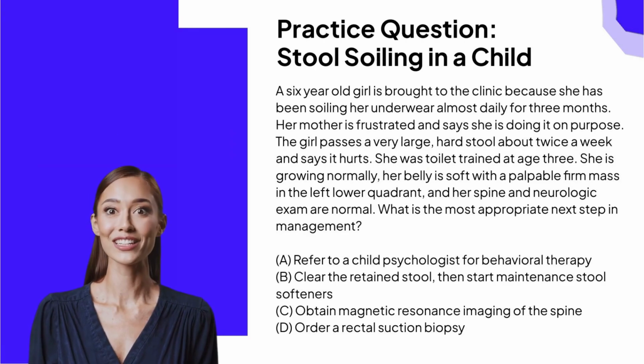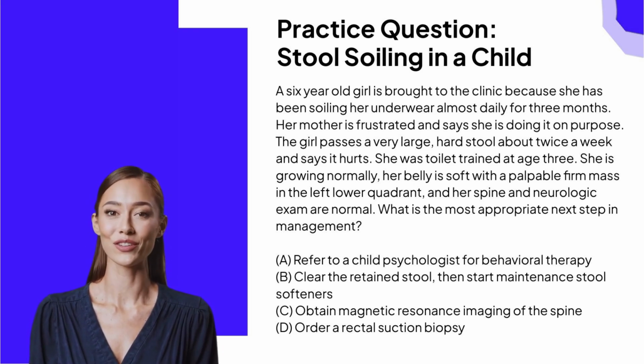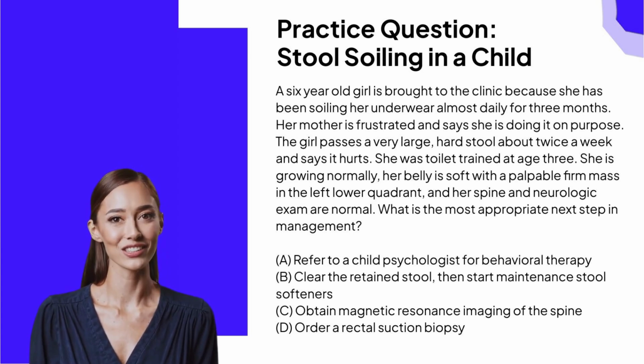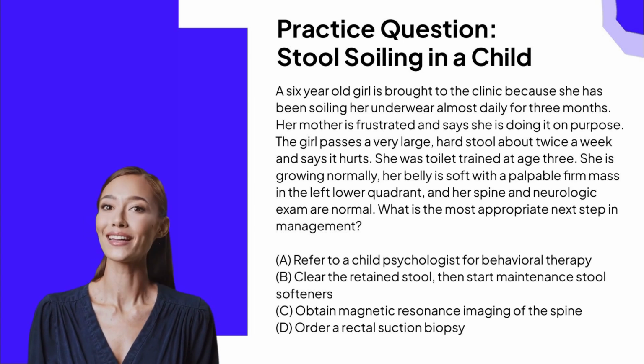Here is our second practice question, and it hides its answer behind an emotional detail. A 6-year-old girl comes in because she has been soiling her underwear almost daily for 3 months. Her mother is frustrated and insists she is doing it on purpose. On further history, the girl passes a very large, hard stool about twice a week, and she says it hurts. She was toilet trained at age 3.